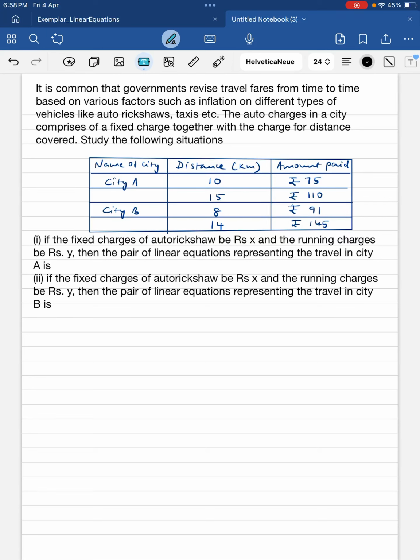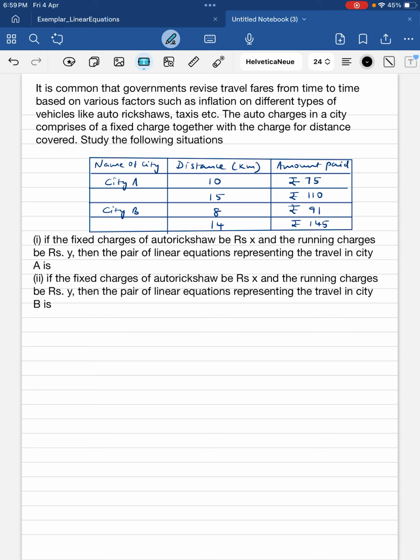Hi, I'm back with a case-based question from linear equations in two variables, class 10. Now the question is like this. It is common that governments revise travel fares from time to time based on various factors such as inflation on different types of vehicles like autorickshaws, taxis, etc. The auto charges in a city comprise a fixed charge together with the charge for distance covered.